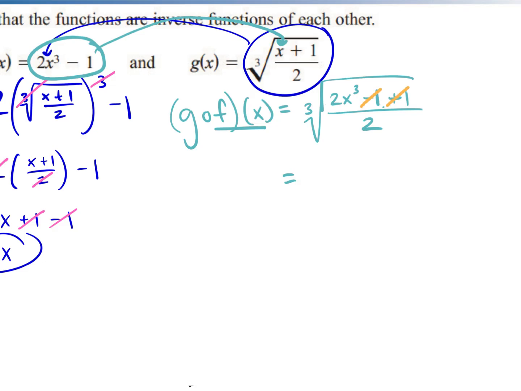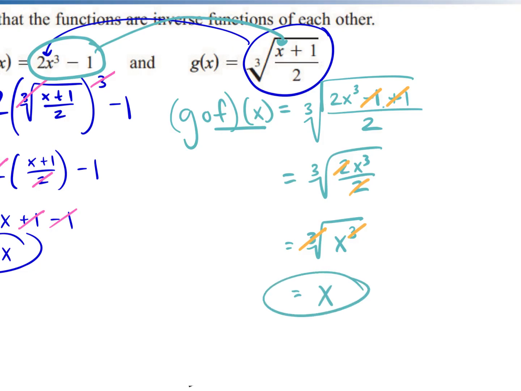Awesome. Let's start with the ones first. So we have that minus 1 and plus 1. That'll cancel. So we have the cubed root of 2x cubed over 2. Then we also see that we're multiplying by 2 and dividing by 2. So those will cancel. So then we have the cubed root of x cubed. Anything else? The cubed and the cubed root will cancel. So then we're just left with x.